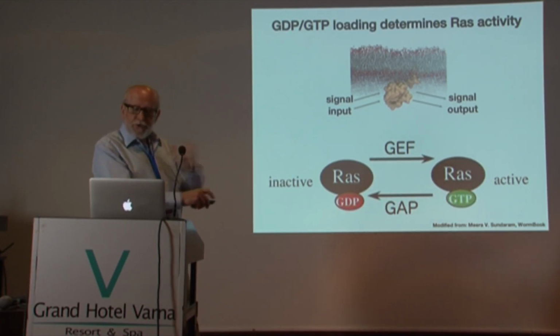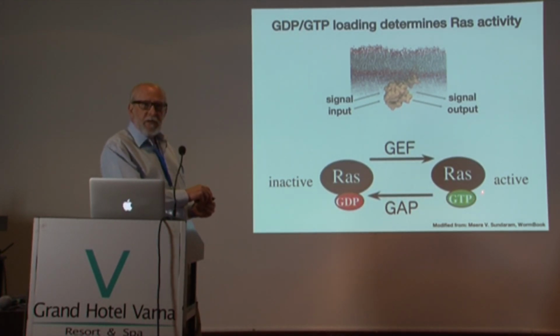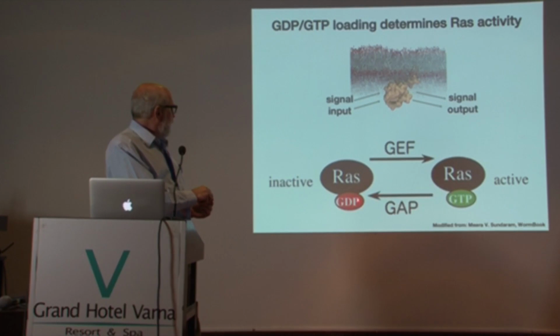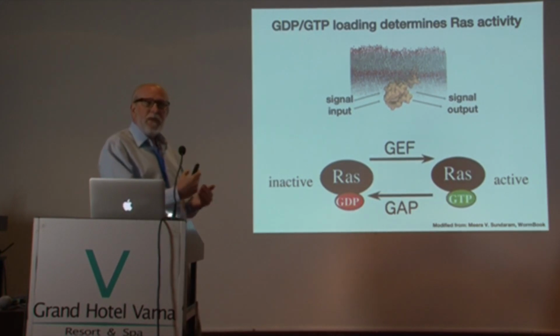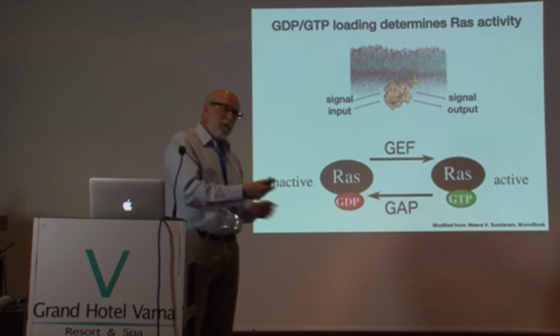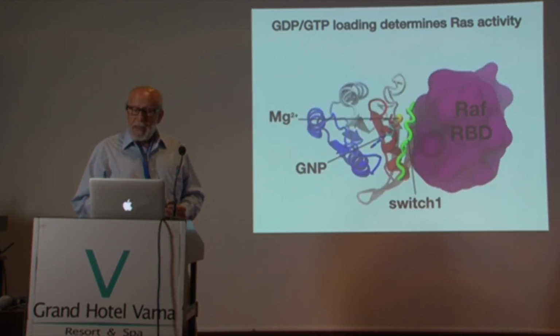And then when you want to turn off the switch, there is a protein called GAP, and GAP hydrolyzes GTP and converts it back to the GDP form. So we are interested in understanding how this binds, how this binds, how this binds, and how all that is related to the interaction of RAS with the lipid bilayer.